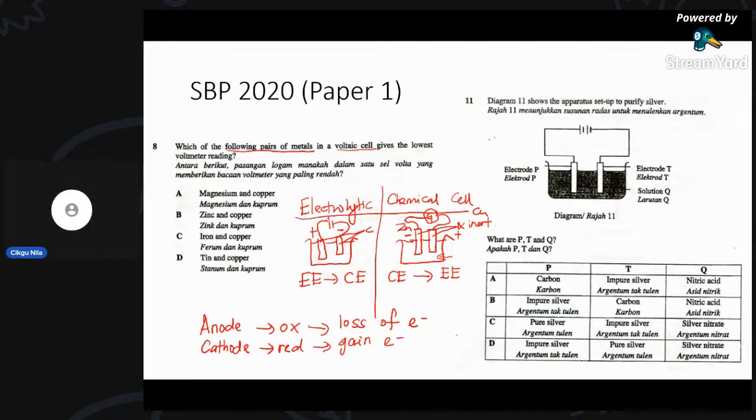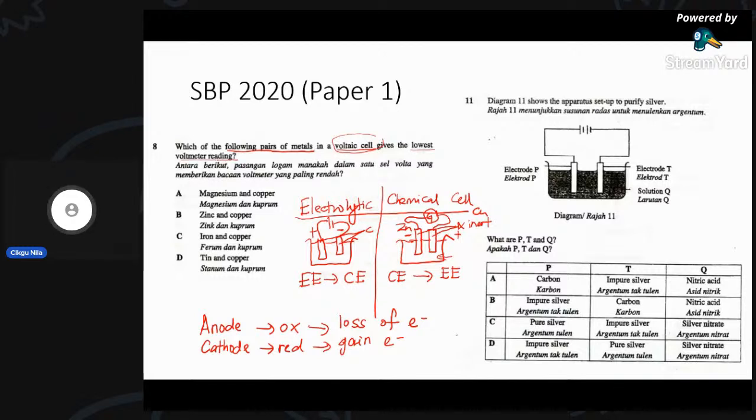Okay, so back to the question over here. These are some differences between an electrolytic cell and a chemical cell. Which of the following pairs, so the Voltaic cell means it is a chemical cell, will give the lowest voltmeter reading? So if you see, it gives the lowest voltmeter reading.